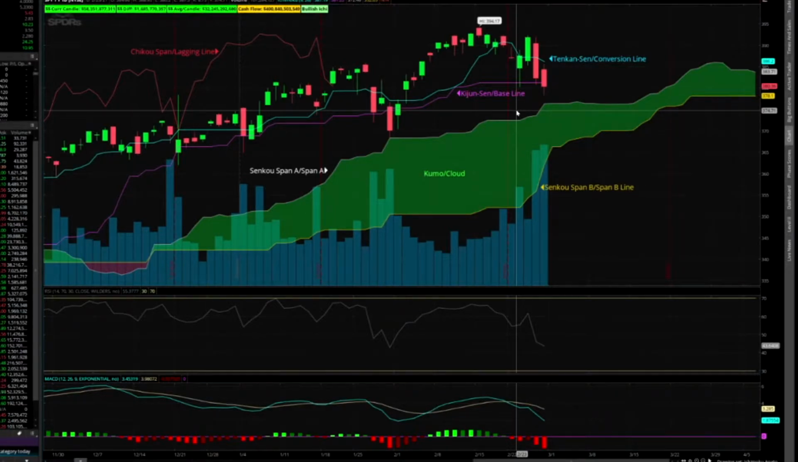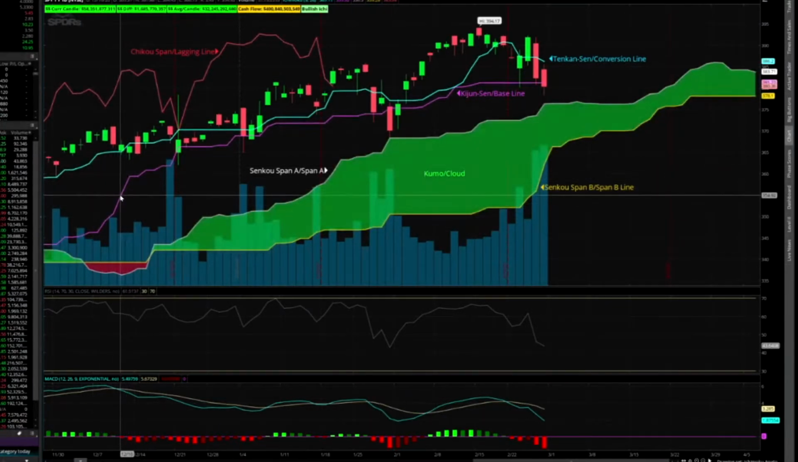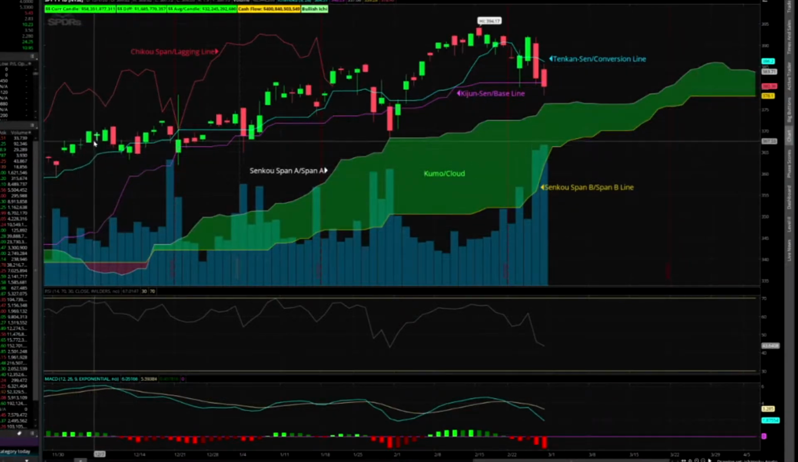If the stock is above the Kijun-sen baseline and the Kijun-sen baseline is angled upwards, this further indicates that the short-term momentum of the stock is bullish. So if you get a really steep line, like for example right there, the Kijun-sen baseline, that means that the stock actually has a lot of bullish momentum during this time frame.